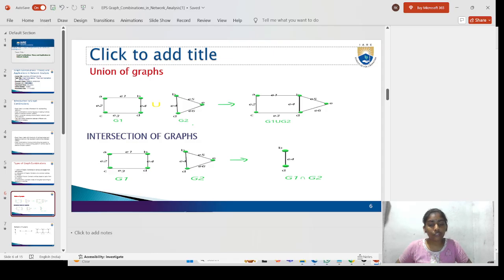Similarly, intersection of graphs. Here we took G1 graph with vertices A, B, D, C and edges E2, E3, E4 and E1, and G2 graph with vertices B, E, D and edges E4, E5 and E6. Intersection is nothing but taking the common elements in both graphs. It is represented as a reverse U, G1 intersection G2. The resultant is B, D vertices with E4 as edge.